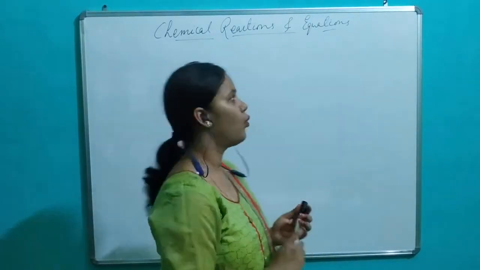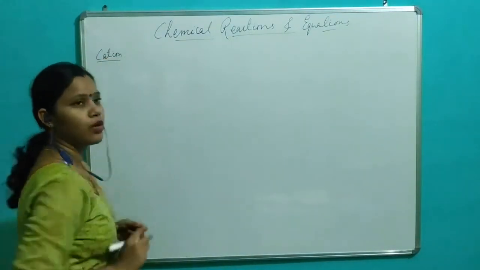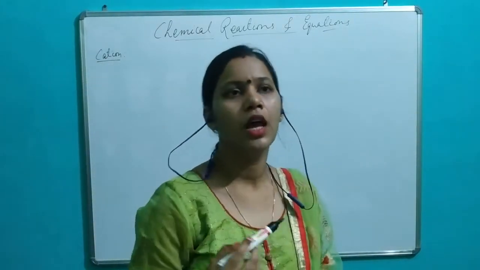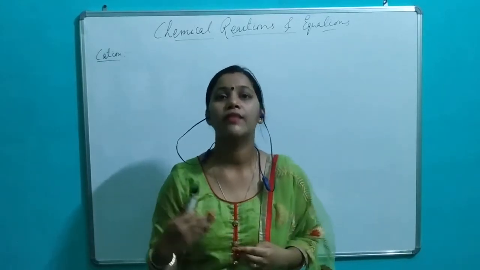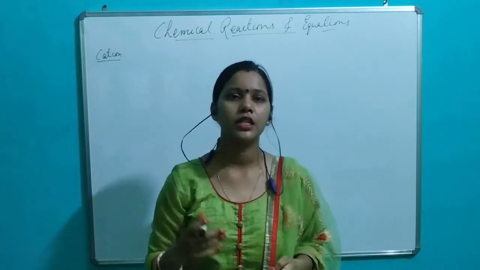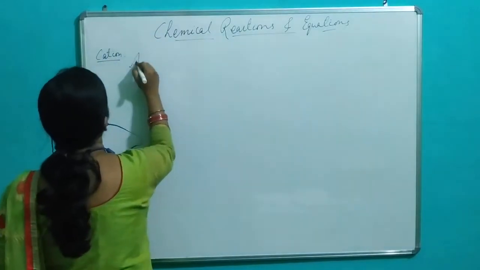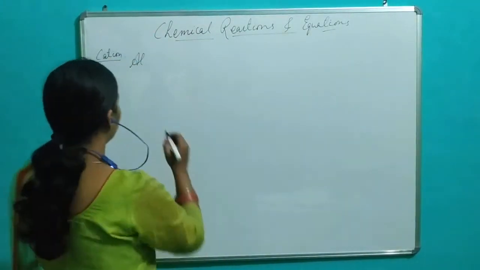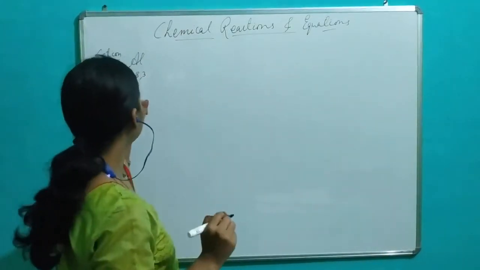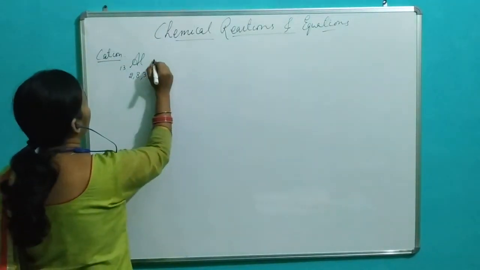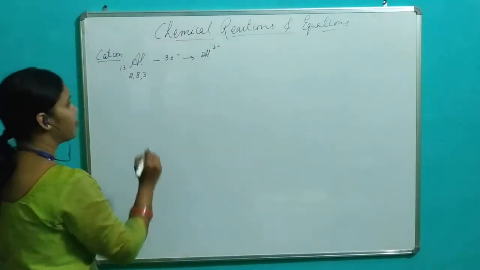So we know what is a cation. Cations are positively charged ions. These are the electropositive elements which have a tendency to lose electrons. So metals, on losing electrons, form positive ions. For example, aluminium. Aluminium's atomic number is 13. Electronic configuration is 2, 8, 3. So it can lose 3 electrons to form a 3 positive charge, Al3+.